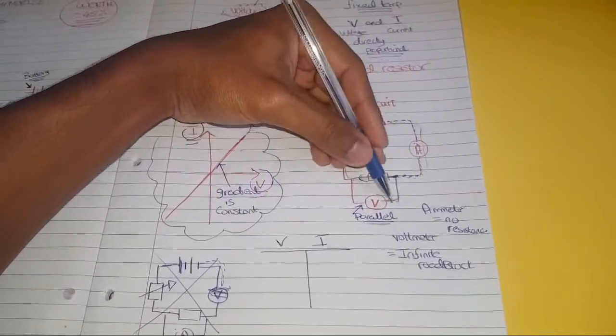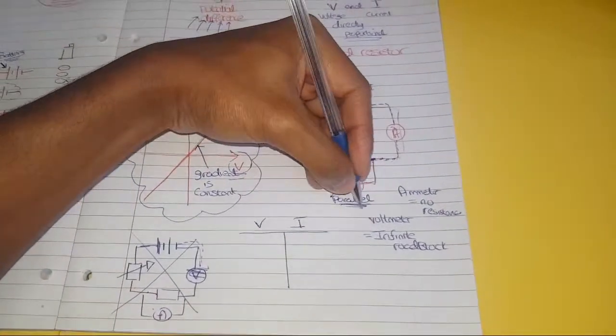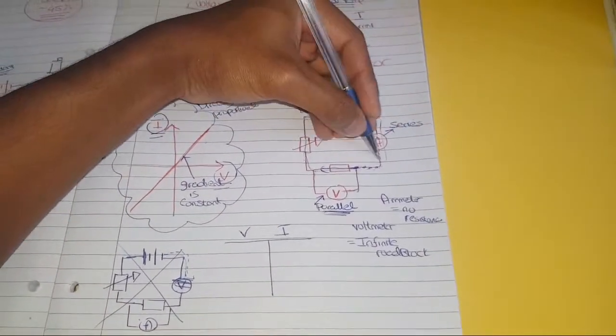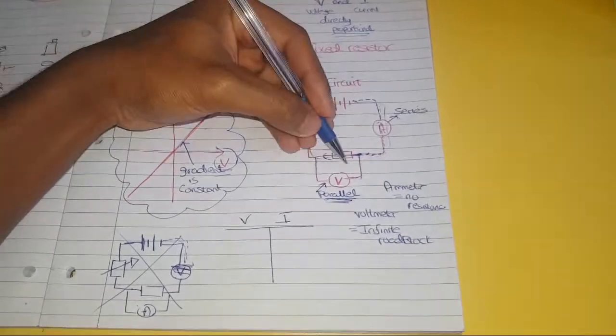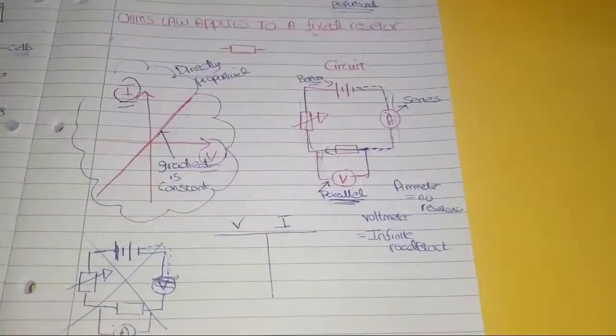This is just on the sidelines. So please remember in the exam, a voltmeter is always in parallel and an ammeter is always in series. Series just means that it's within the main circuit. Parallel just means it's within its own other branch, if that makes sense. So that's that.